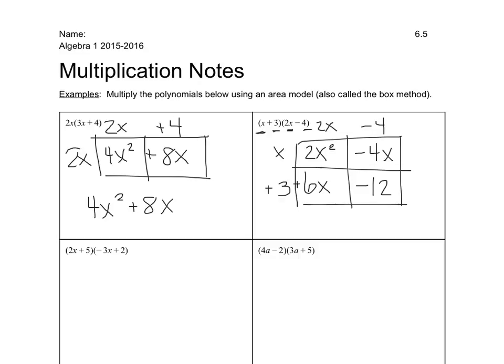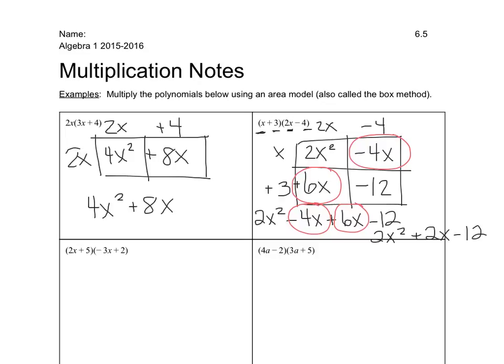Now I need to take things out of the box. You'll notice that there are some like terms inside of here now. My like terms are this 6x and this minus 4x, so I'm going to combine them eventually. I've got 2x squared minus 4x plus 6x minus 12. That's what's in my box. But I want to combine my like terms, so I get 2x squared plus 2x minus 12.